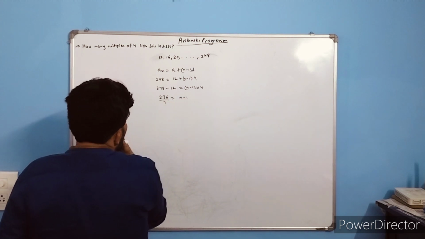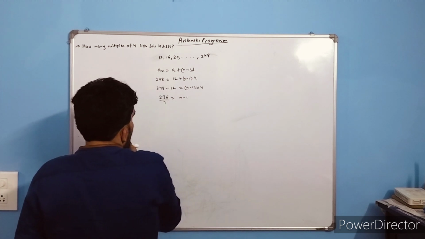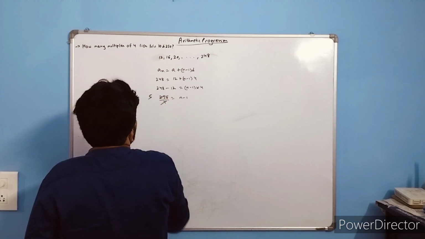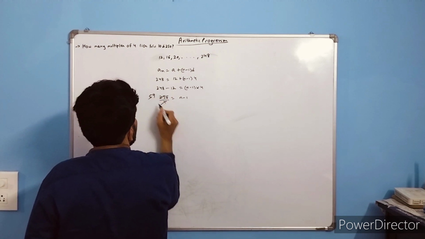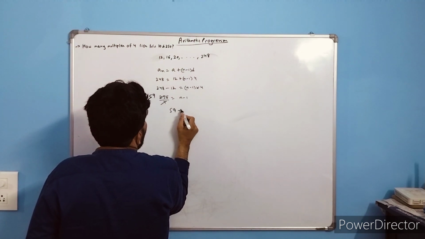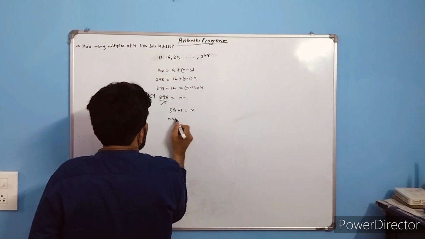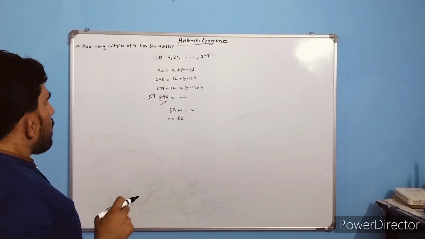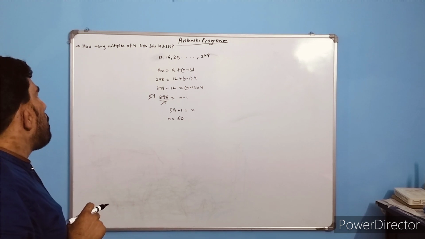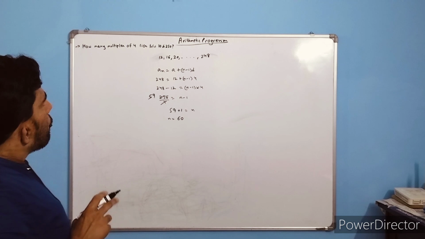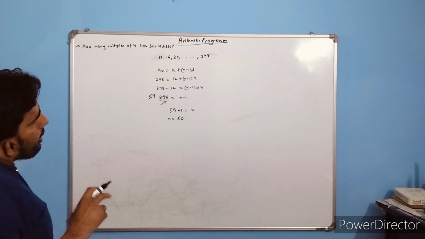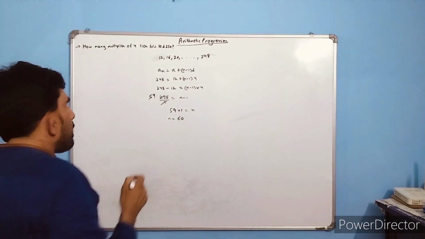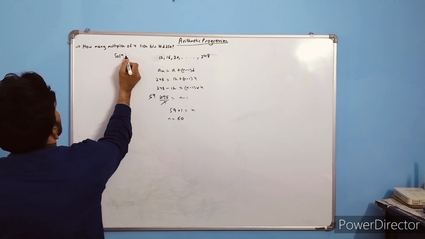Now if I divide this number, what I got is 59. So finally I got my answer: n is 60, so I got 60 numbers. I got the multiples of 4 that lie between 10 and 250. Okay, so that is how the question is asked, and we need to sort it out like this.